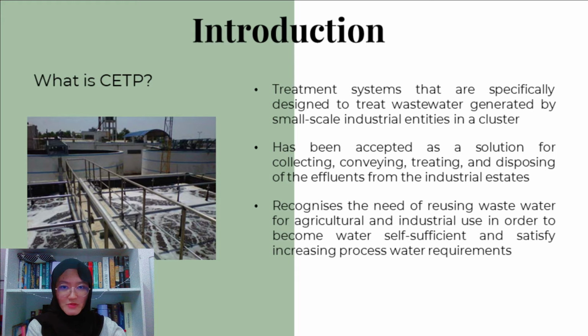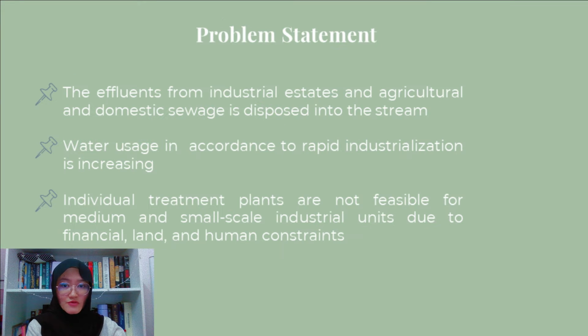So for our problem statement, the first one is the effluents from industrial estates and agricultural and domestic sewage are disposed into a stream. Pollution caused by improper industrial wastewater management is a major environmental issue. Next is water usage, which is increasing in accordance with rapid industrialization. This will cause clean water shortage in future. And the last one is individual treatment plants are not feasible for medium and small-scale industrial units due to financial, land, and human constraints. This could lead to failure in pollution control measures.